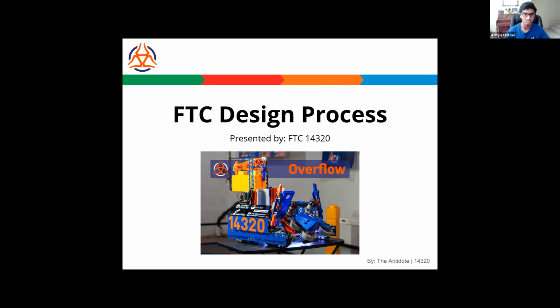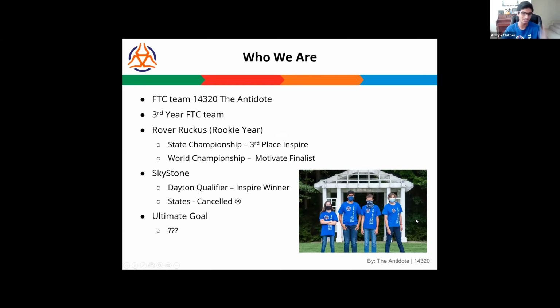Just a little bit about our team. The Antidote is a third-year First Tech Challenge team. In our rookie year, during the Rover Ruckus season, we won the third place Inspire Award at the Ohio State Championships, which qualified us for the World Championships in Detroit, where we were one of 5 Motivate Award finalists. In the Skystone season, we were the Inspire Award winner at the Dayton Qualifier, which again qualified us for the state championships. But unfortunately, as we all know, it was canceled due to the coronavirus.